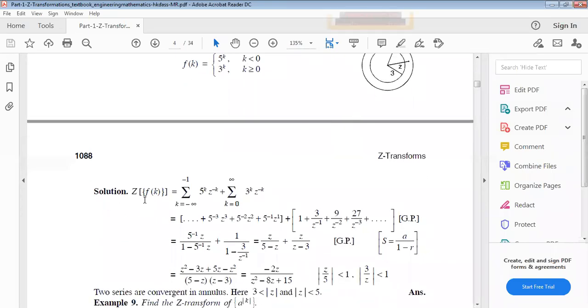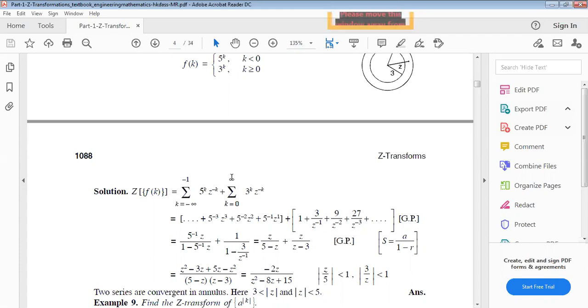Now the Z transform of the sequence f of k. Given the function f of k equals this, by using the definition, we sum from k equals minus infinity to minus 1 of 5 to the power k, z to the power minus k, where minus infinity to minus 1 means k is less than 0. And from 0 to infinity, 3 to the power k, z to the power minus k, always multiplied by z to the power minus k, by the definition of the Z transform.